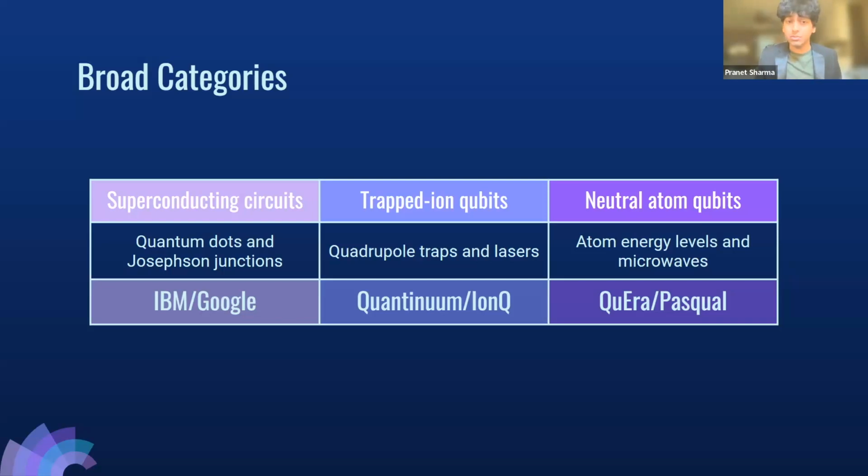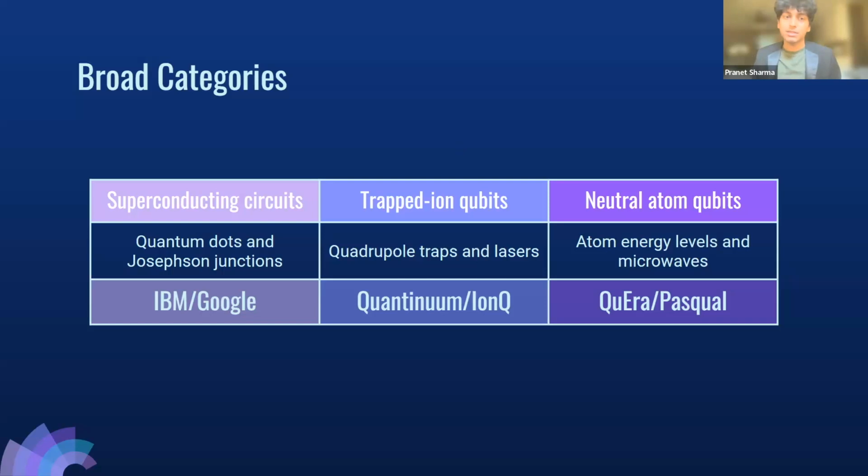Next, we have trapped ion qubits, which use quadrupole traps and lasers. Very cool stuff. And this is used by two very rapidly growing startups in the quantum space, Quantinuum and IonQ. And lastly, you have neutral atom qubits, which use atom energy levels and microwaves in order to control states of qubits. And these are used by two startups, QuEra and Pasqal, also within the quantum space.